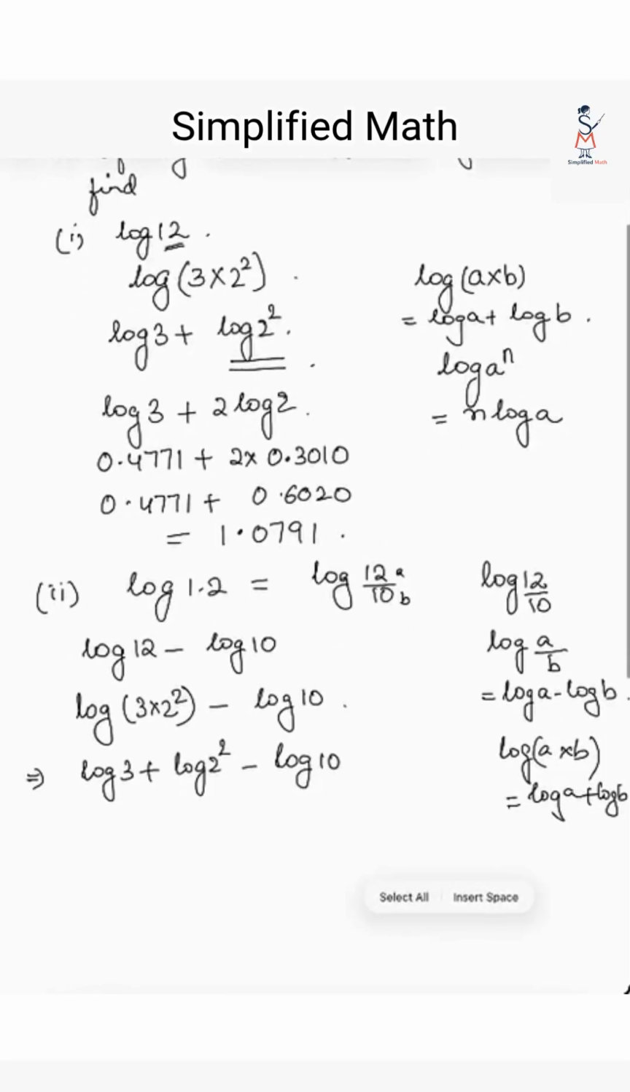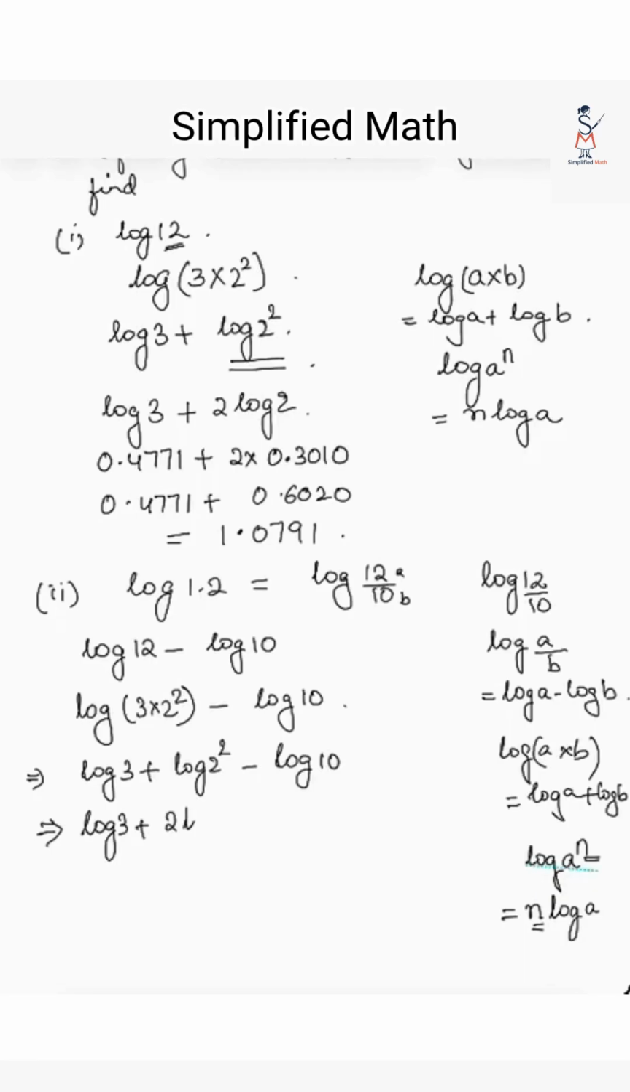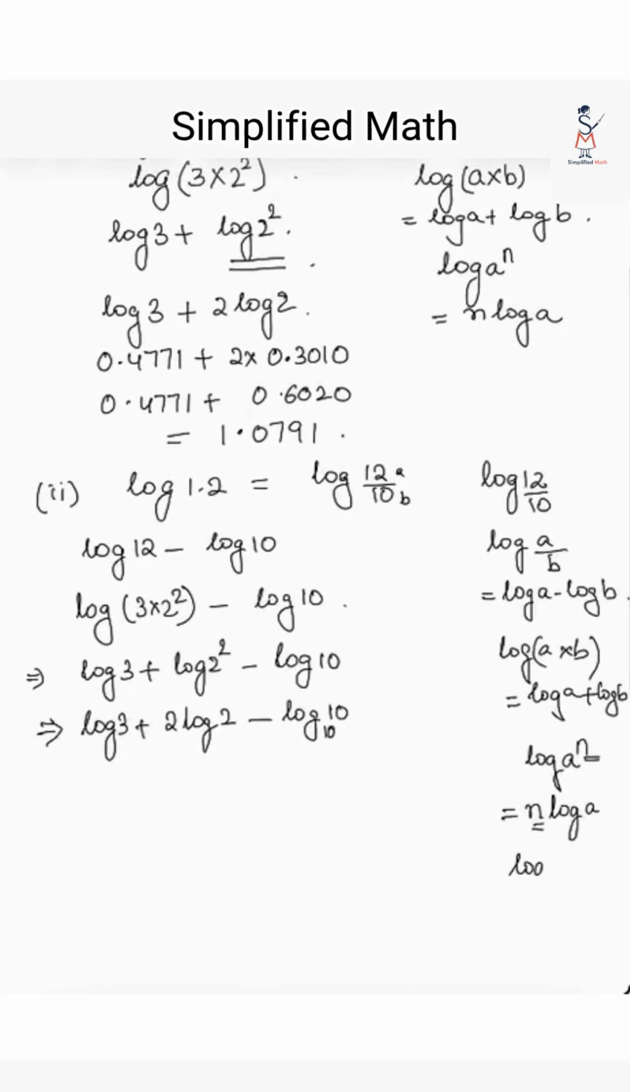Log 3 value is given. So let's write log 3 as log 3. For log 2 square, we will follow the log A raised to the power n law. N comes in front of the log. The power is shifted to in front of the log. So this will become 2 log 2 minus log 10. When there is no base, the base is assumed to be 10, right? So now we know that any log with the same base is always 1. Fine. So log 10 to the base 10 is 1.